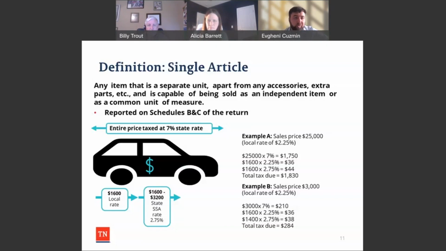So single article, the price of the item doesn't define single article. It just needs to be a single unit of measure. So it doesn't matter what the price is, basically. The price only comes into play when you try to calculate the tax on that single article.